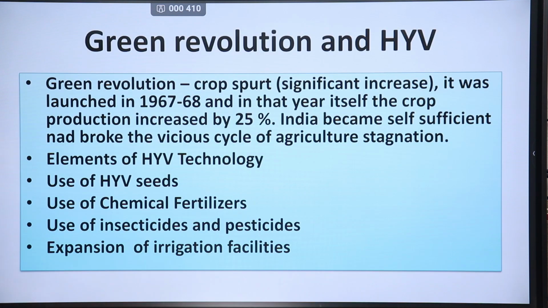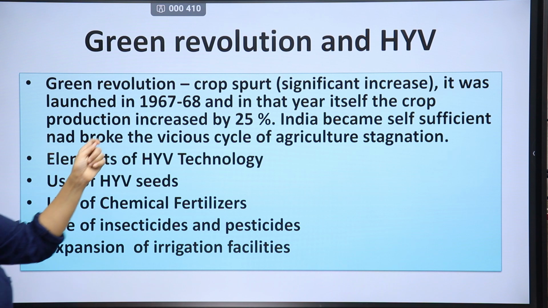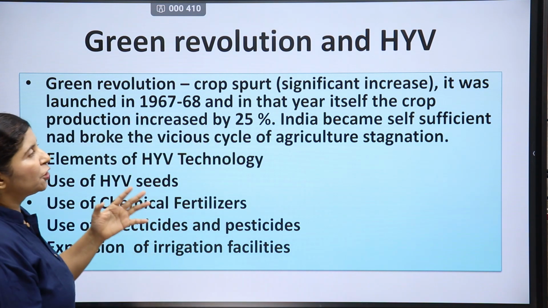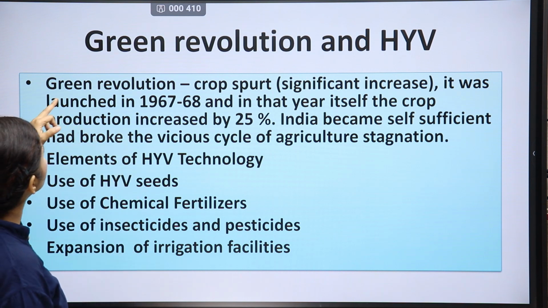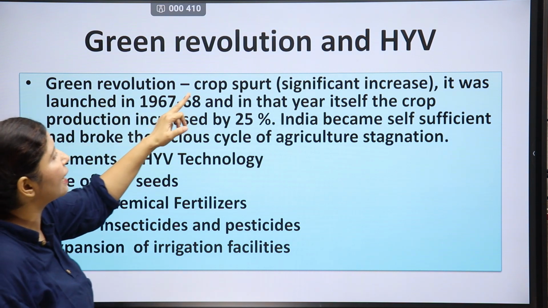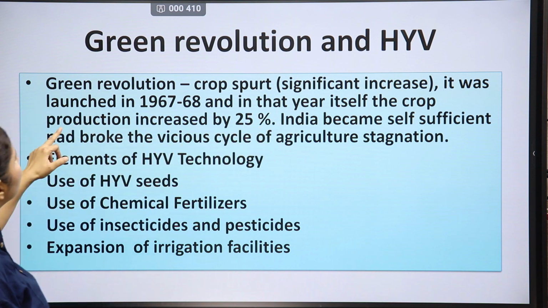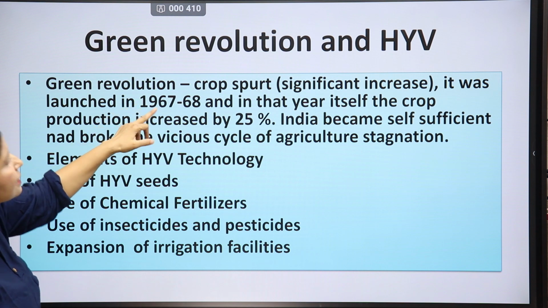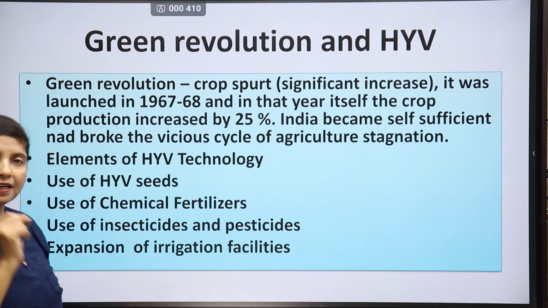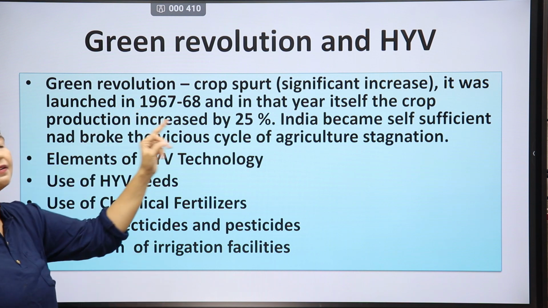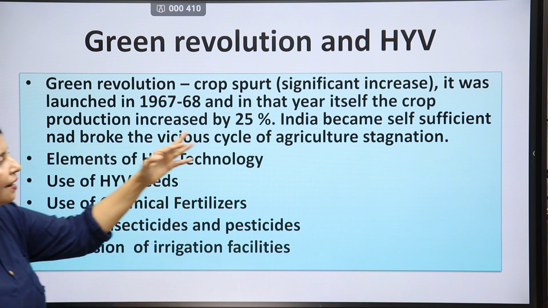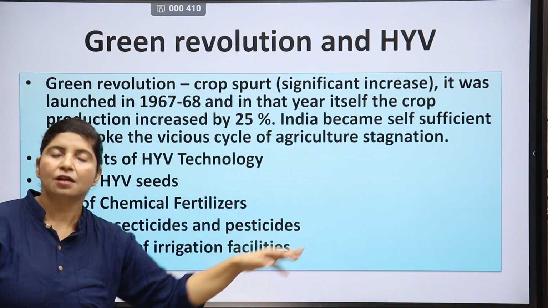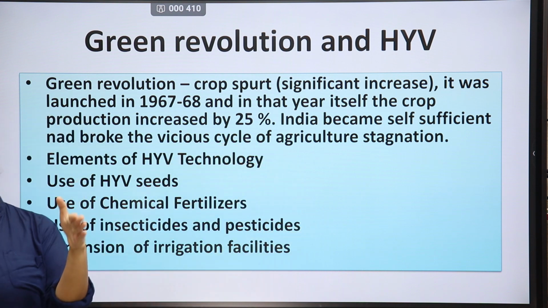Then green revolution and HYV. Crop output saw a significant increase. It increased manifold due to high yielding variety of seeds. It was launched in 1967-68, and in that single year your crop production increased by 25%. India became self-sufficient and broke the vicious cycle of agricultural stagnation. So before that your agriculture was stagnant.